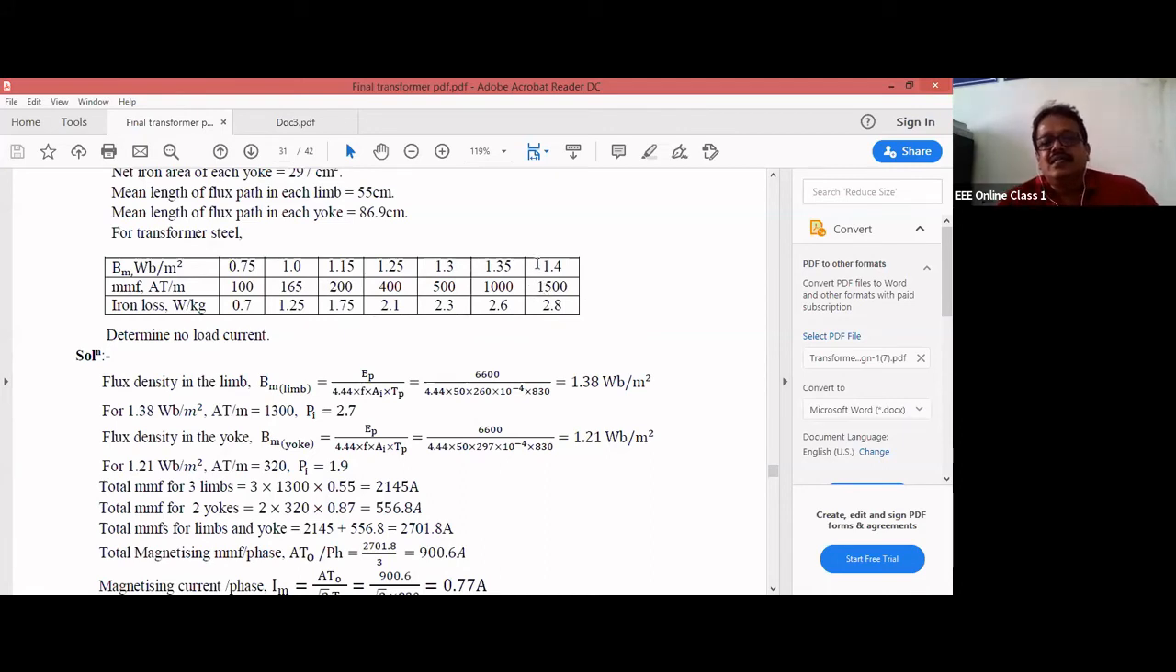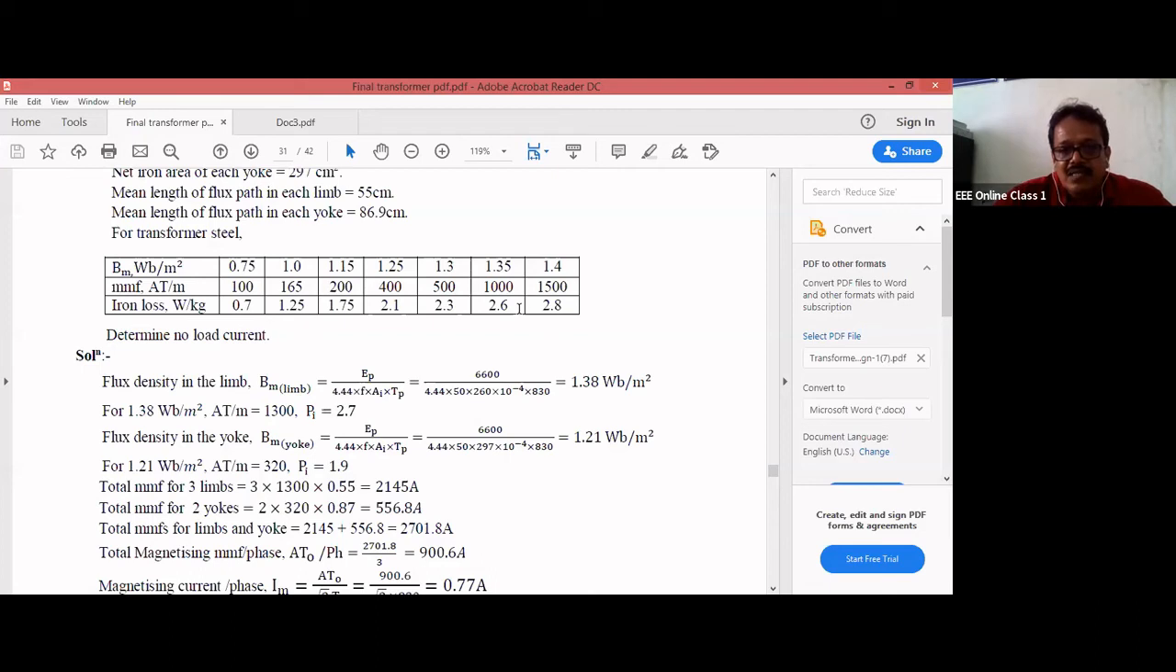For two decimal places you can take 100 each. So for 1.38 Weber per meter square, what is the ampere turn per meter? 1300. This is okay now. Now you can see here, Pi. Now what have I taken for Pi? I have taken Pi as 2.7. How can I take 2.7?